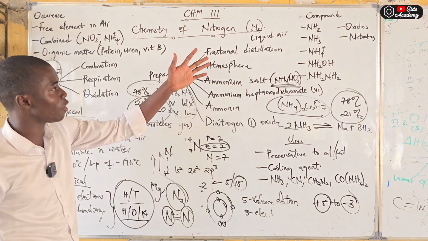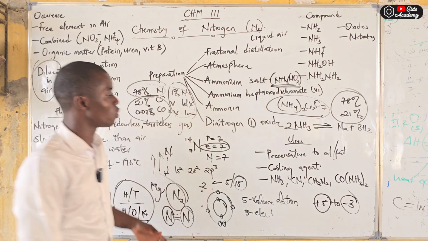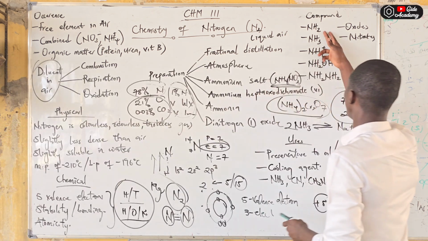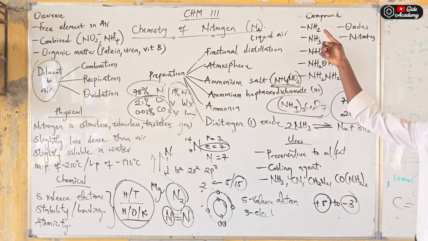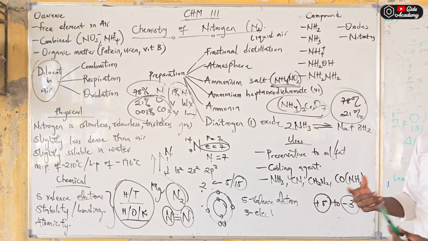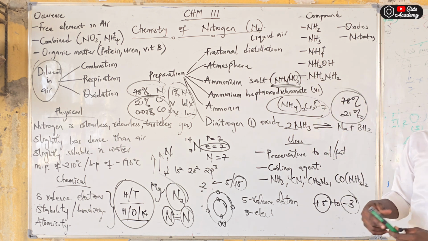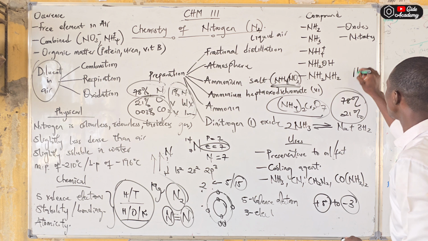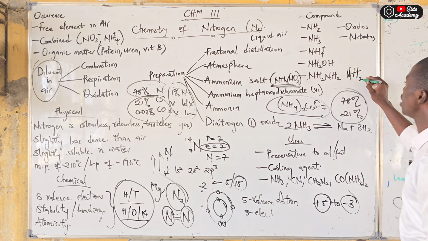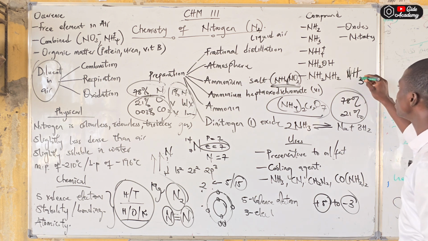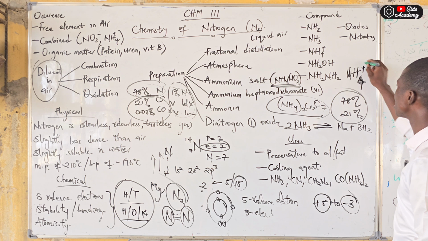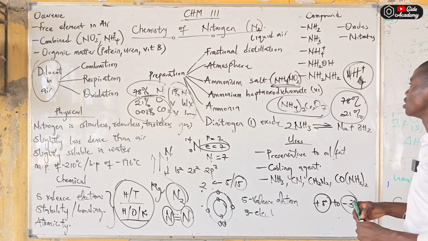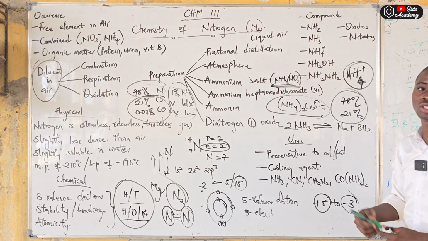So what about the compounds of nitrogen? We have compounds of nitrogen such as the first one here, amine, the second one here, ammonia, and the third one here, the ammonium ion. So please take note. If here is NH2, it's called amine. If I change to NH3, ammonia. If I change to NH4+, what is it? Ammonium ion.